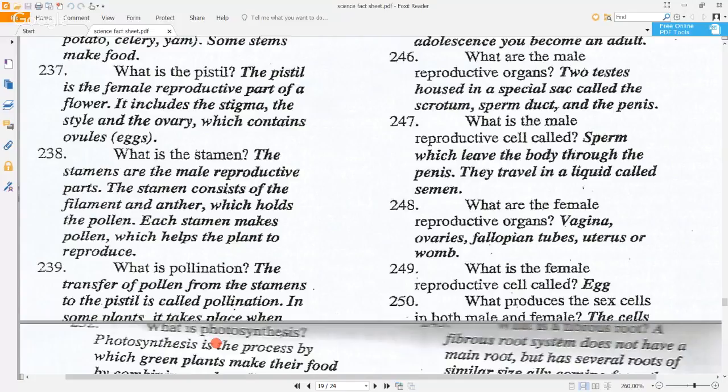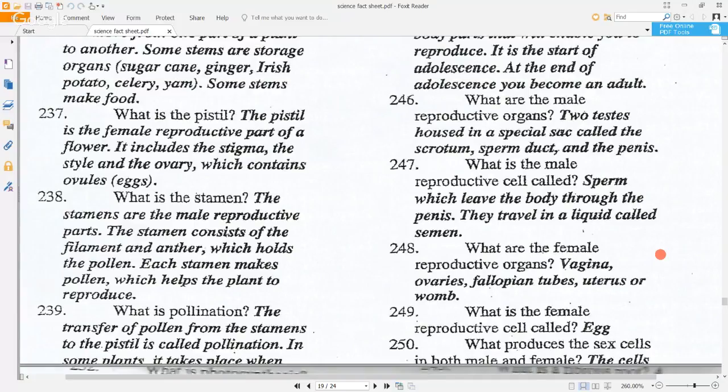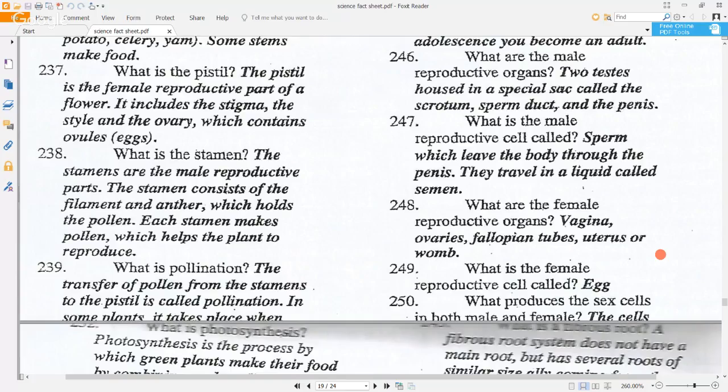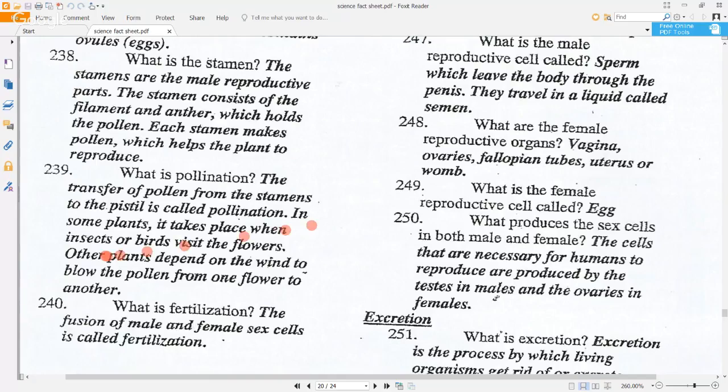What is pollination? The transfer of pollen from the stamen to the pistil is pollination. In some plants, it takes place when insects or birds visit the flower. In other plants, it depends on the wind to blow pollen from one flower to another.